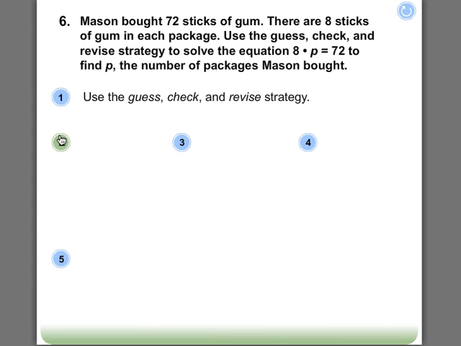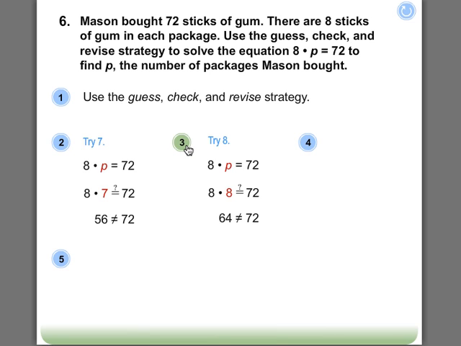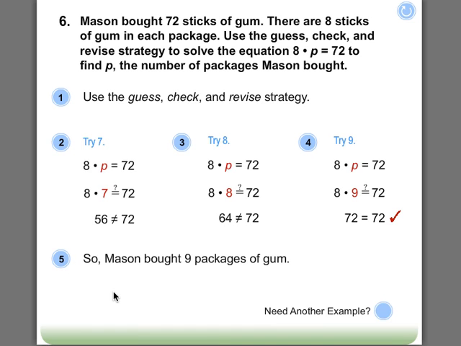So let's take a guess of 7. 8 times 7, does that equal 72? No, that's only 56. So now we need to revise. Let's try another number. 8 times 8. Is that 72? No, that's only 64, so that doesn't work. So now we need to revise and try again. This time we're going to try the number 9. 8 times 9, is that 72? Yes, that's 72. So Mason bought 9 packages of gum.